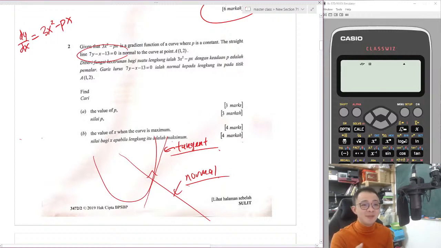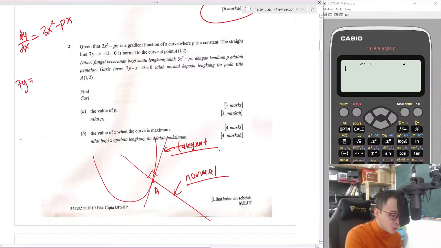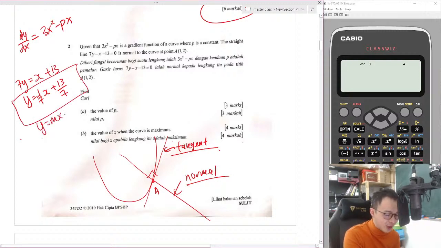So tangent basically has the same gradient as the curve at a specific point. In this case, it is point A. So what I want to do right now is find out the gradient of normal. I will change the equation into y equals mx plus c because I want to know the gradient of normal. You can see I rearrange this equation: 7y equals x plus 13, so y equals 1 over 7 x plus 13 over 7. After I rearrange into y equals mx plus c, I know my m is 1 over 7.